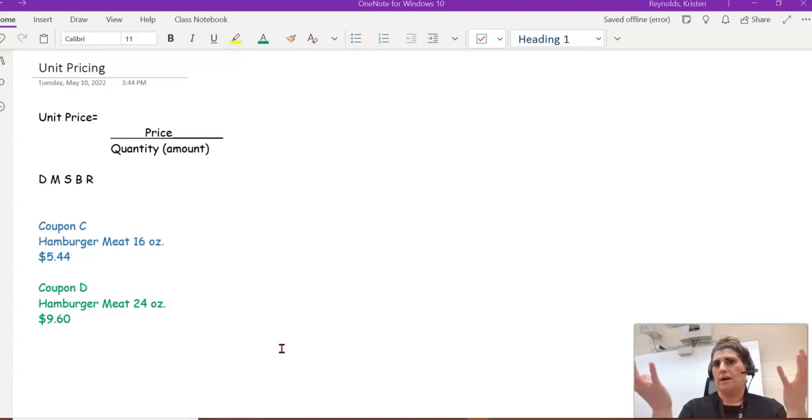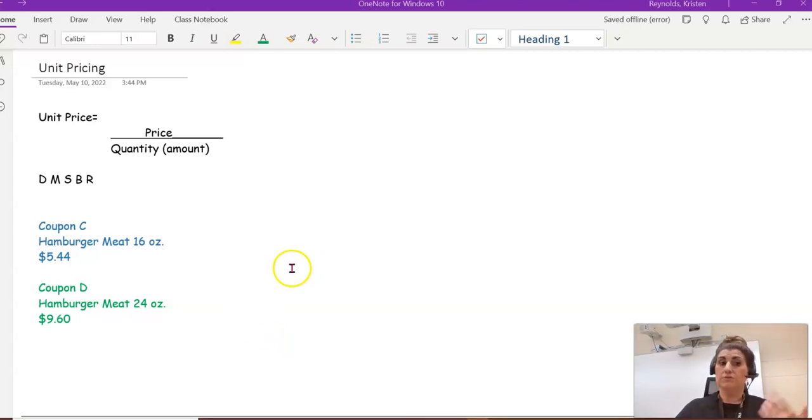So this is where knowing your unit prices actually would come in very handy, because the ones that are on sale may or may not actually be the cheaper option. Just because something's on sale does not mean it's always the less expensive purchase choice. So again, knowing how to figure this out is a really big benefit to you as you go to purchase groceries and things.